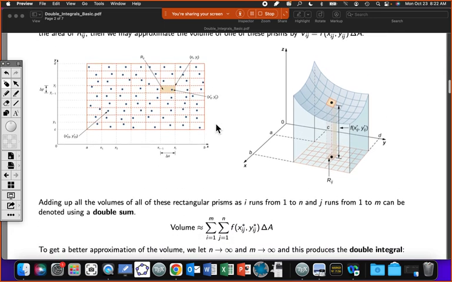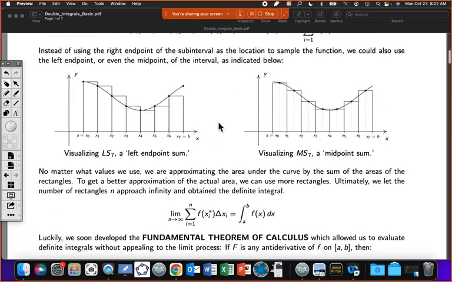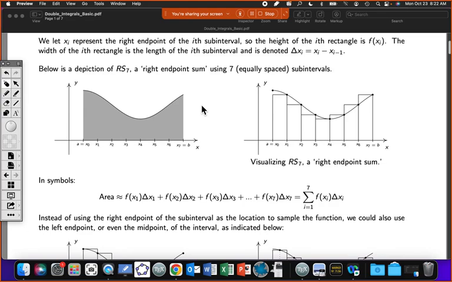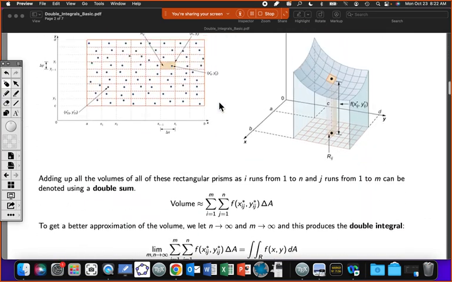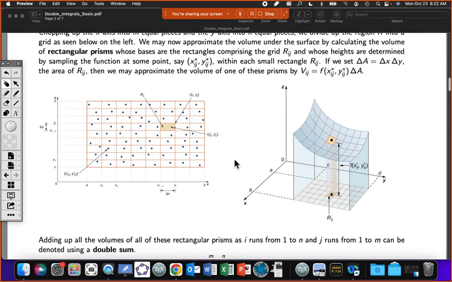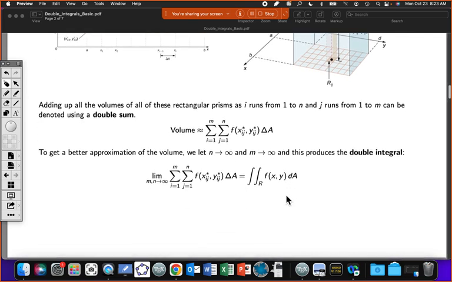So once again, something you should do in the privacy of your own home is to take a look at this picture here and what's happening and compare that to the stuff you did back before. And hopefully you realize this is just one dimension up. We just have an additional independent variable that gives us an additional dimension on the domain. And we're doing the same thing. So now we would have a double sum.